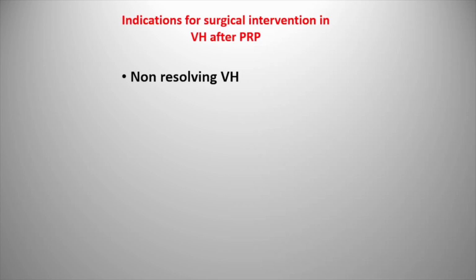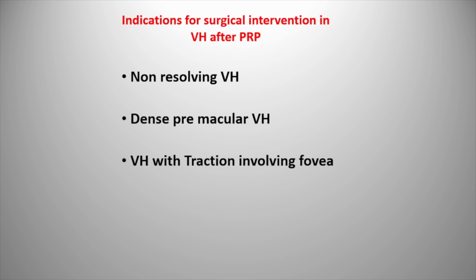So the indications for surgical intervention in PDR after PRP are non-resolving vitreous hemorrhage, a dense premacular vitreous hemorrhage, vitreous hemorrhage with traction involving the fovea, recurrent vitreous hemorrhage, and also patient's decision.